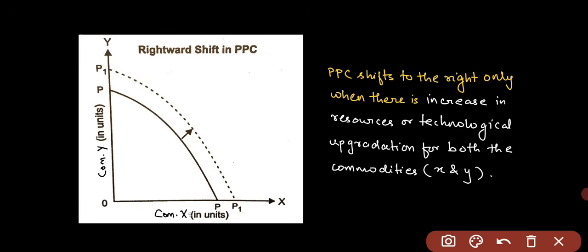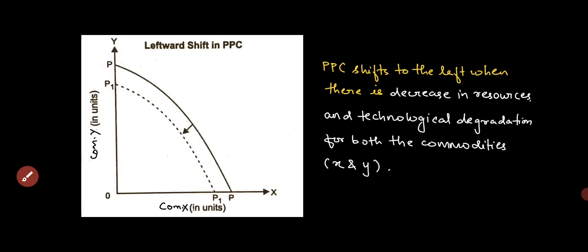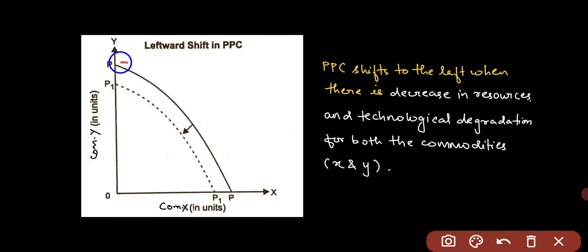Okay? But if there is a leftward shift, the production possibility curve shifts leftward. You see, PP was the original production possibility curve. When it shifts to the left side, P1 is the new production possibility curve. Then what does it indicate?